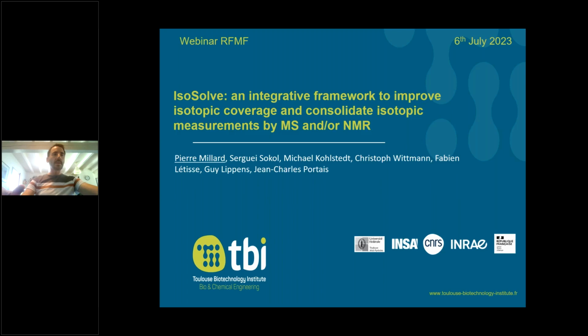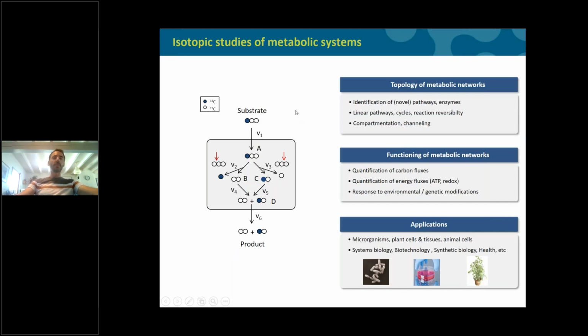So as Julien, I will talk about the integration of MS and NMR data. This time not only about metabolomics data, but more about isotopic measurements. So isotopic information is crucial to understand the functioning of metabolic networks.